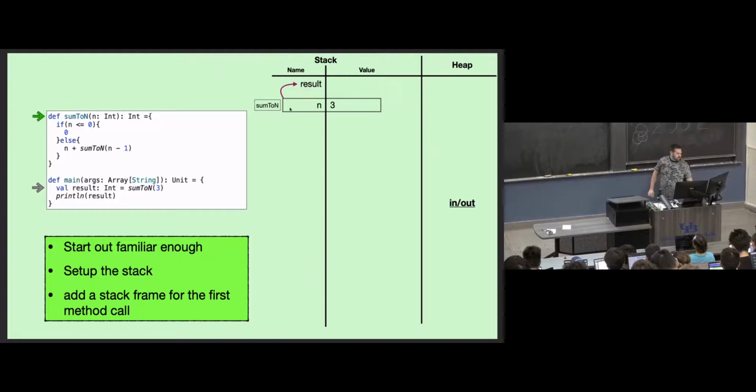All right, so we start with a stack frame, n equals 3, sum to n. We have our main stack frame with the value for our return value, no actual value on the stack, and we're going to draw an arrow to where this stack frame is going to return, plus the name of the method of this stack frame.